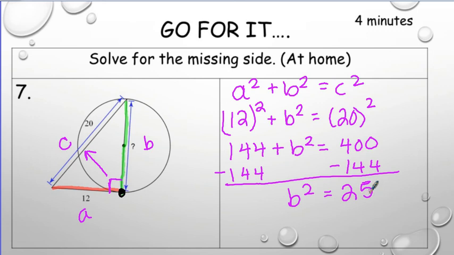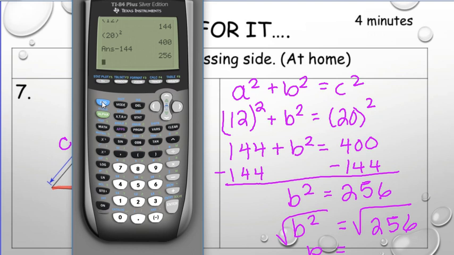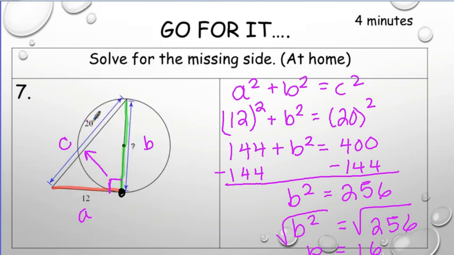256. And I don't want to know B squared, I want to know B. So I am going to take the square root of both sides, because the inverse of something squared is to take its square root. So B is equal to, alright, to get the square root on the calculator, you push the second key and push the x squared key. That gives you the square root. And B is 16.